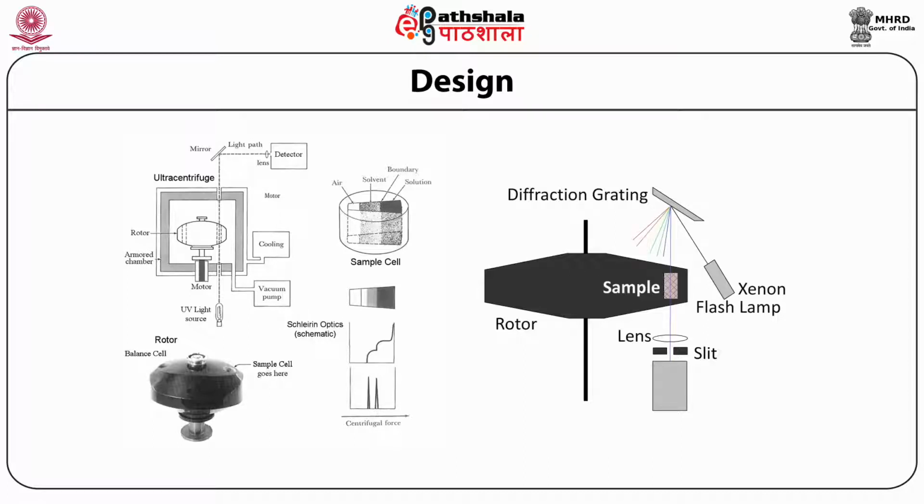You can see there is a hole which is used for the detection, and the UV light passes through this, and it gives the actual picture to the detector, which is connected with the computer. In the smaller diagram you can easily see how the photomultiplier tube can detect the phenomena going on inside the tube. So this is the basic design of the analytical ultracentrifuge.